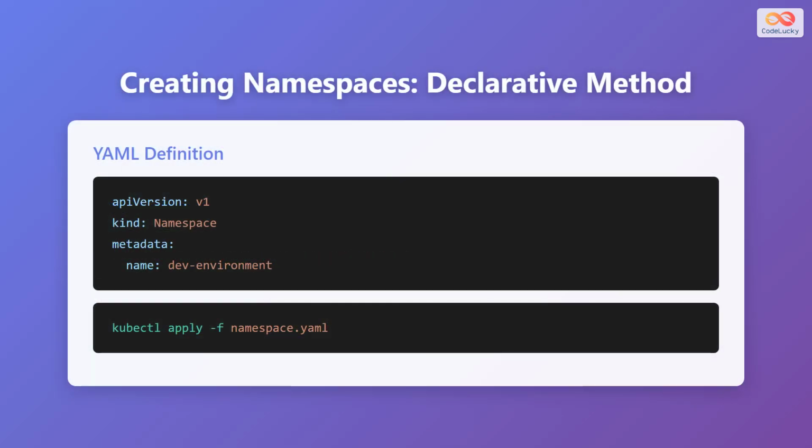The declarative method uses a YAML configuration file to define your namespace. This approach follows infrastructure as code principles and is preferred for production environments. The YAML file specifies the API version as v1, the kind as Namespace, and includes metadata with the namespace name. Once you've created your YAML file, you apply it using kubectl apply -f followed by the file name. This method allows you to version control your namespace definitions, making it easier to track changes and maintain consistency across different environments.